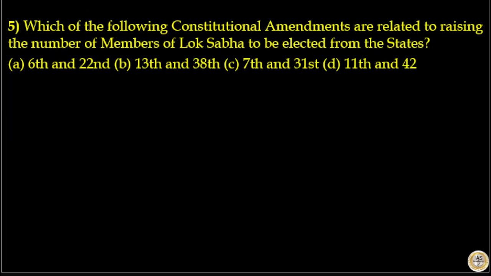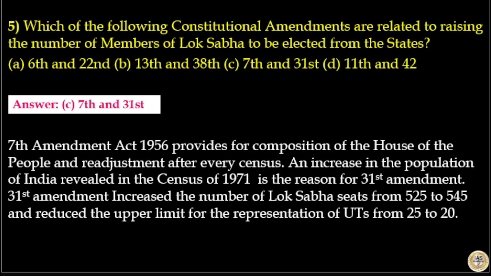Which of the following constitutional amendments are related to raising the number of members of Lok Sabha to be elected from the states? Options are 6th and 22nd, 13th and 38th, 7th and 31st, 11th and 42nd. Here the answer to this question is option C, 7th and 31st amendments.